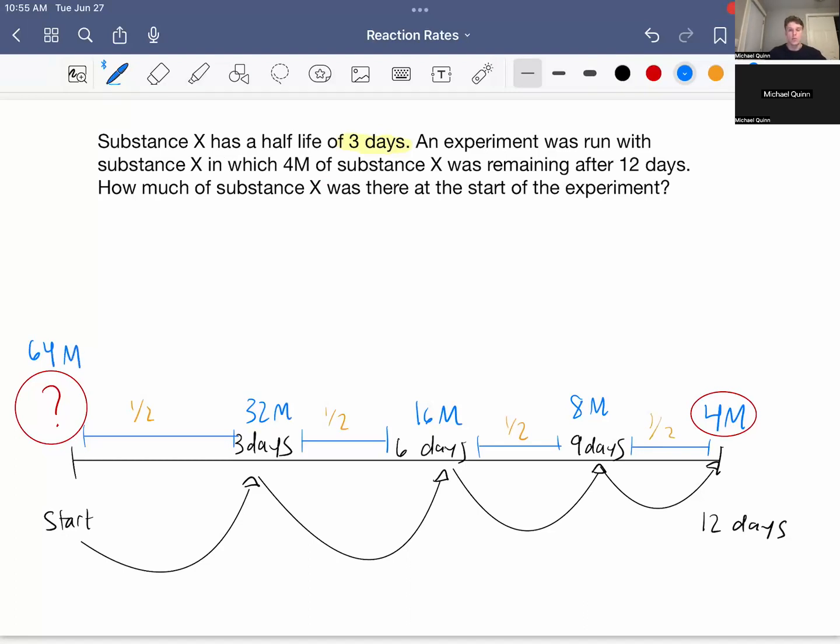How we solved this problem was drawing a diagram and noticing that the half-life was 3 days, knowing that at the end we had 4 molar. So working backwards, every 3 days, we can double that concentration. Now looking at it from left to right, we can see that every 3 days we halved our value from 64 to 32 to 16 to 8 and then to 4. So solving a problem like this is definitely something that's super important, and it works on your problem solving skills, drawing a diagram, and being able to think through a problem all the way to the end.